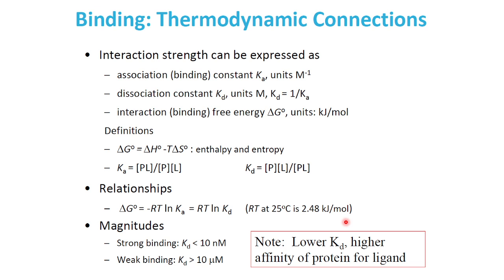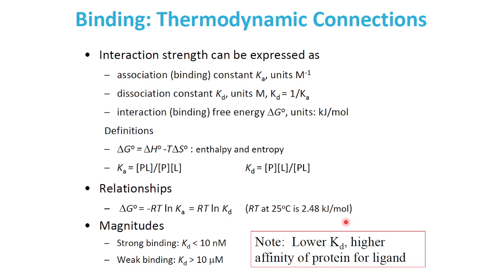That is your 1 by it becomes 1 by M basically. So Kd equals 1 by Ka, so that's why it is expressed in terms of molar. And when you speak of interaction, that is the binding free energy, that is del G naught, those have units of kilojoule per mole. So this is important, as the units are very, very important.